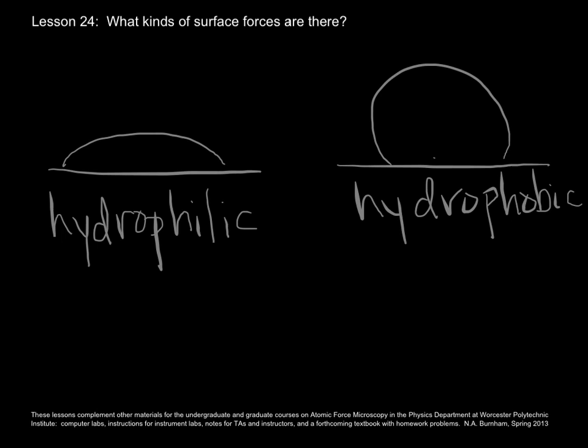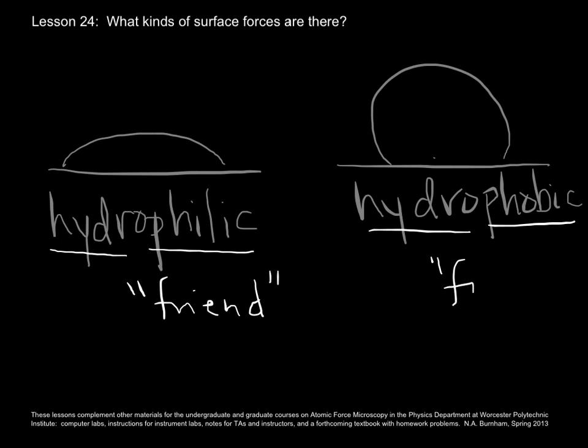As you work around your kitchen, you've probably noticed some surfaces on which water will flatten out, and on other surfaces it beads up. We use the terms hydrophilic and hydrophobic to describe this behavior. The roots are hydro for water, philic means friend, and phobic you can think of as foe.